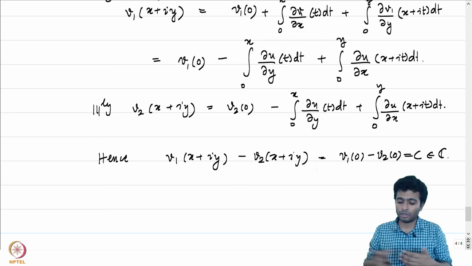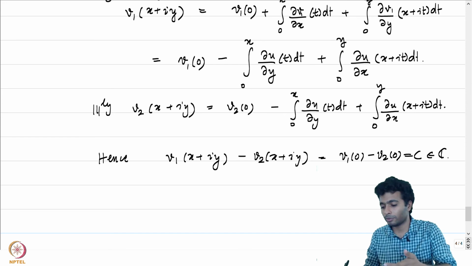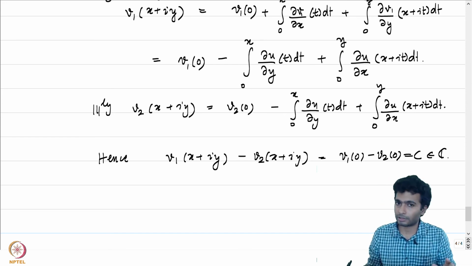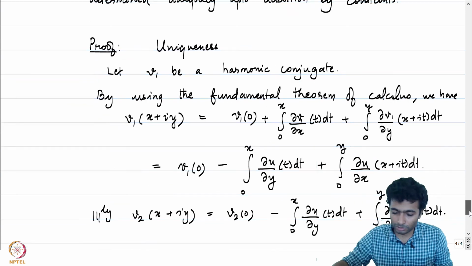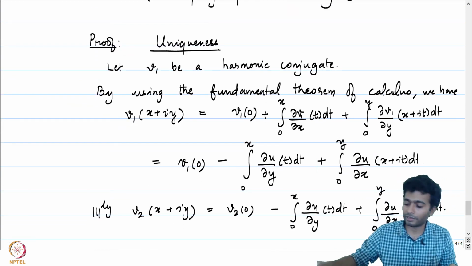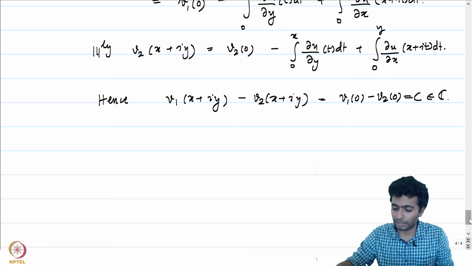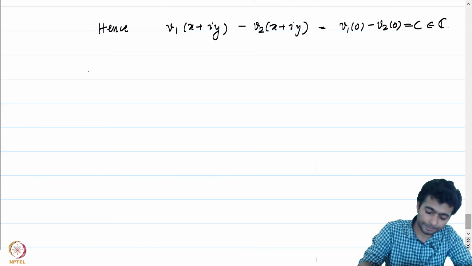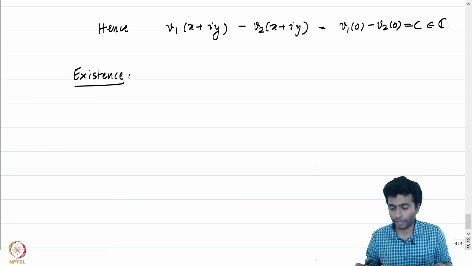And therefore, if you have two different harmonic conjugates to the same function u, the difference should necessarily be a constant. So we have shown the uniqueness part. Notice that this is what we have shown, but we still have not proved anything about the existence. Let's now focus on the existence. We want to show that there is at least one such harmonic conjugate.